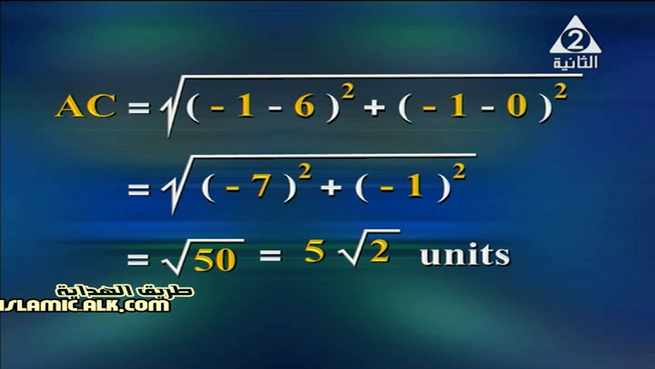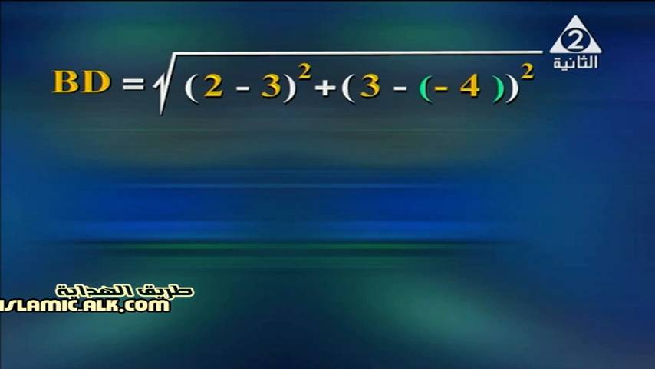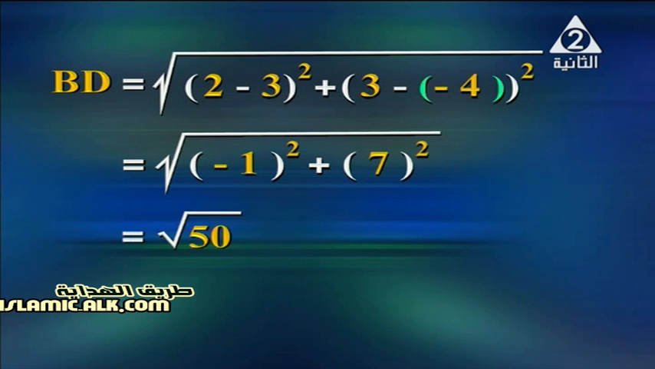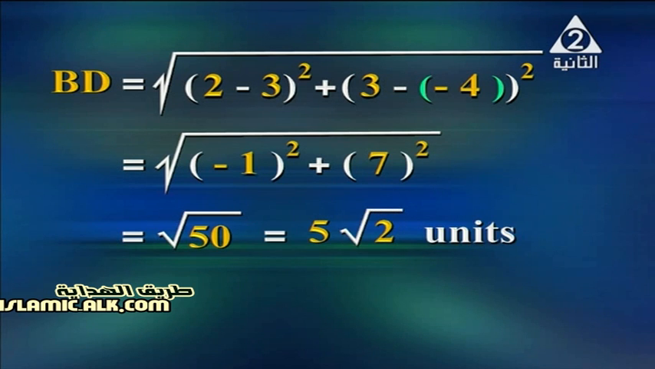Then what about the length of BD, the other diagonal? BD will be square root of (2 minus 3) squared plus (3 minus negative 4) squared, which gives square root of negative 1 squared plus 7 squared, to give a result of square root 50, and this will lead us to 5 square root 2 units as the length of the other diagonal.